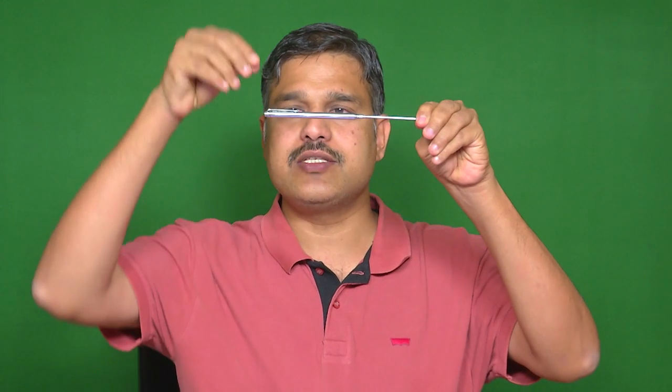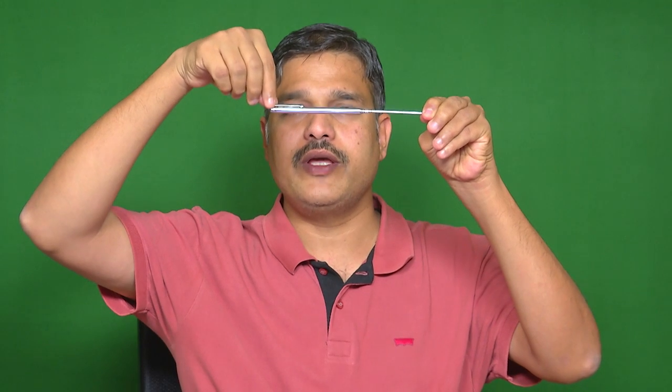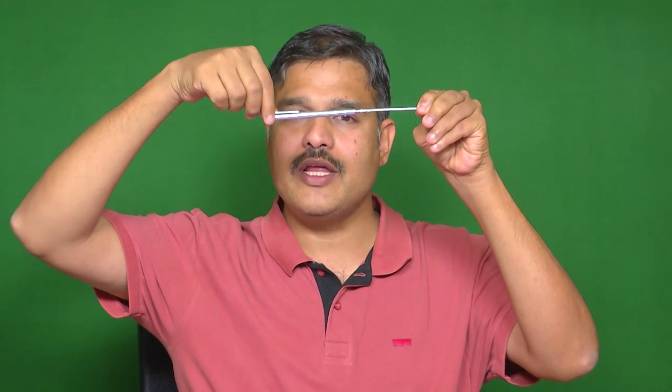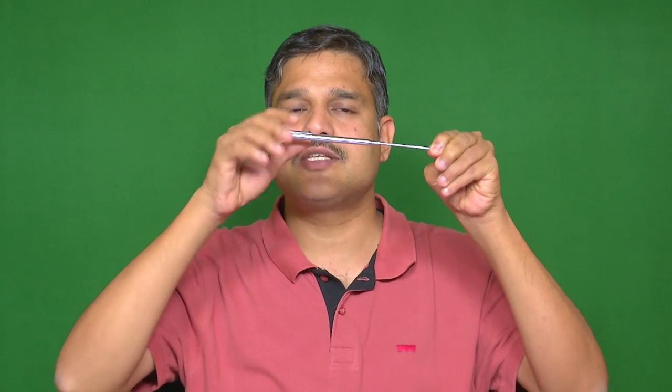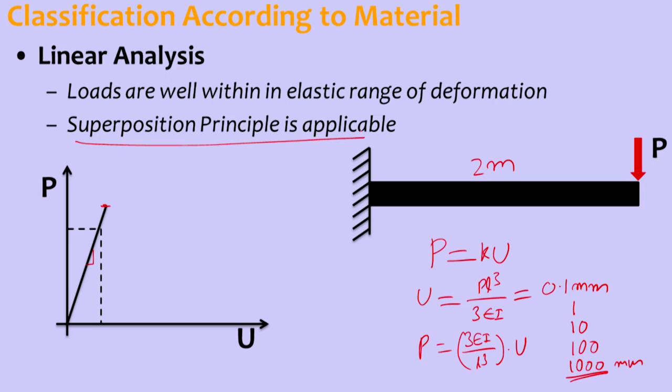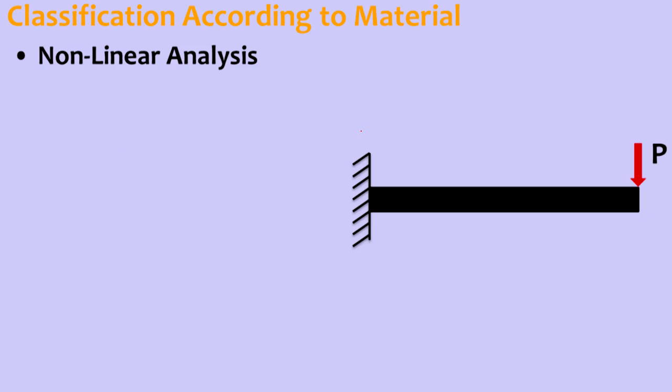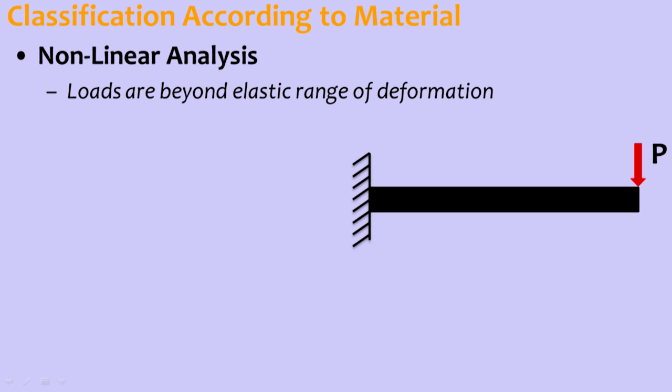If I go on increasing the load here, it will no longer be linearly proportional, and it will break at some point, where it will yield, where the first crack comes. From that point onwards, linear analysis is not applicable and the superposition principle is not applicable. So, that is where nonlinear analysis comes, that is, loads beyond the elastic range of deformation. Then this equation P is equal to Ku will not hold good in its form. So, some changes are needed.